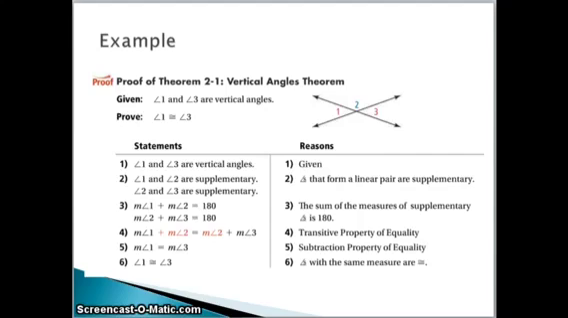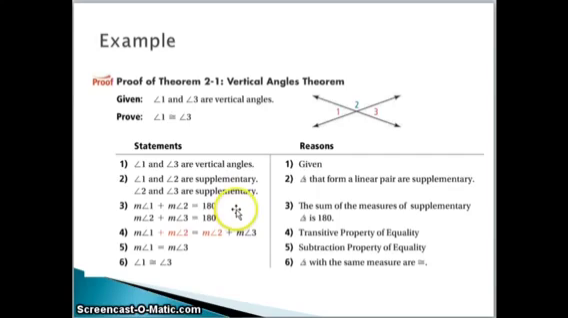So this is an example of a proof. Let's prove the theorem. Given that angles 1 and 3 are vertical angles, we need to prove that angle 1 is congruent to angle 3. First thing, whatever is given to you, write it down right away. Second, we know that angles 1 and 2 form a supplementary angle, which is a linear pair right here. The same thing for angles 2 and 3: they are supplementary and form a linear pair.